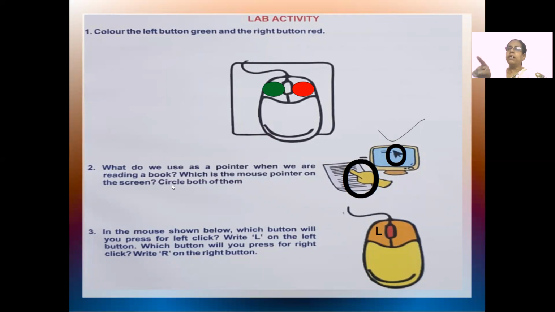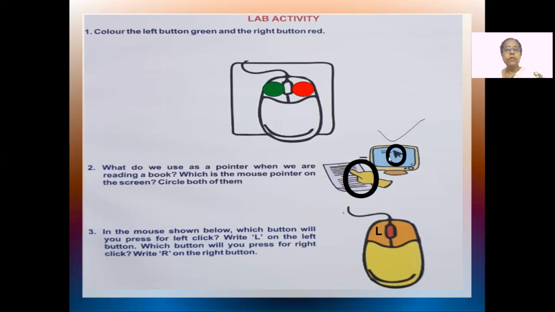When I'm reading a book, I'll put my finger and I'll read the book. And which is the mouse pointer on the screen? Circle both of them. Which pointer is this? This is when I'm reading a book. This is a pointer finger. And on the screen, we find a cursor or a pointer.